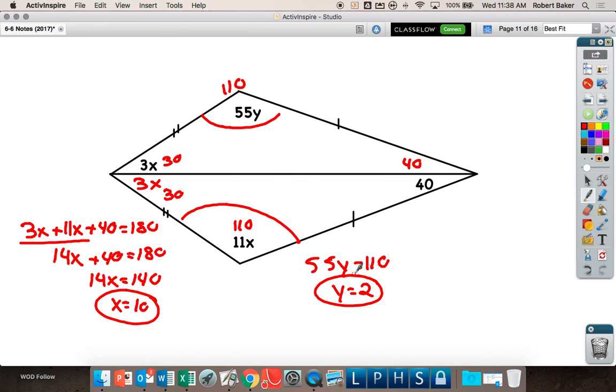Is it that bad? No. So you're saying your test question isn't that hard? Oh, is that a test question? No, that's a question we just did in class right now. Oh, so it's a test question?